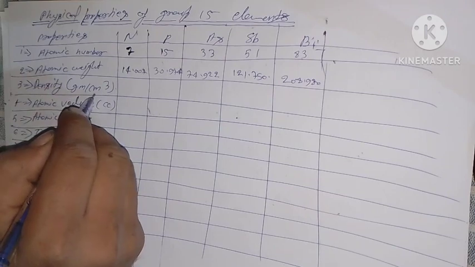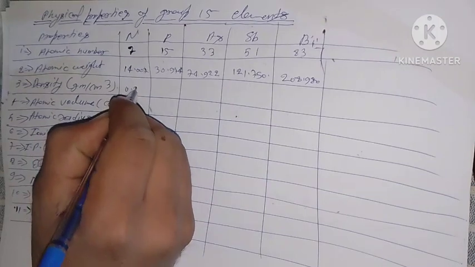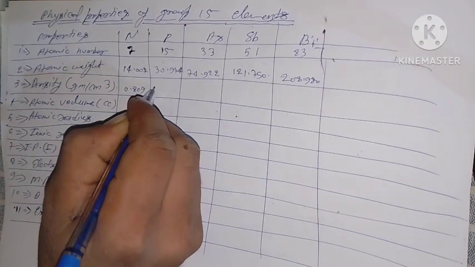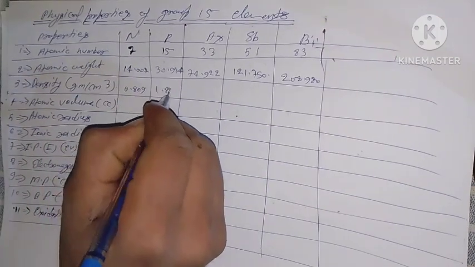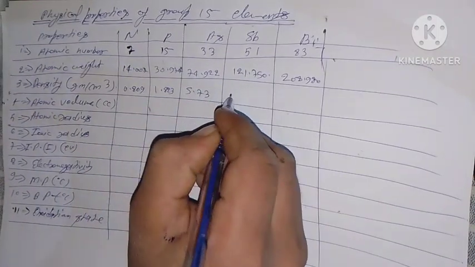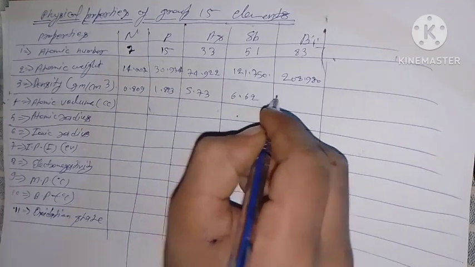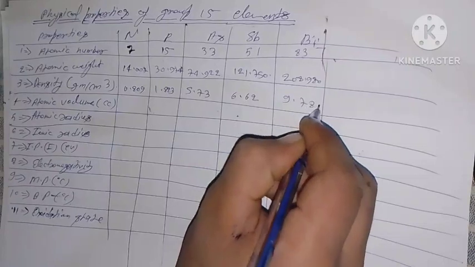Next is density, gram per cubic centimeter. Density of nitrogen is 0.809, phosphorus is 1.823, arsenic is 5.73, antimony is 6.62, and bismuth is 9.78.